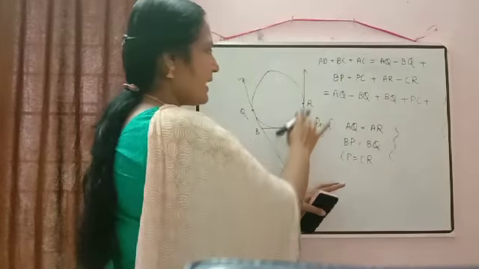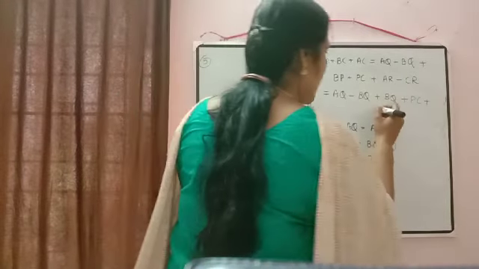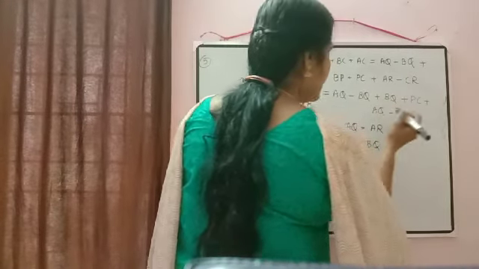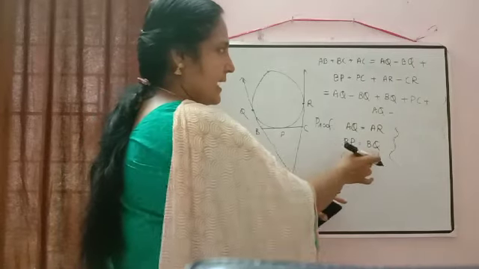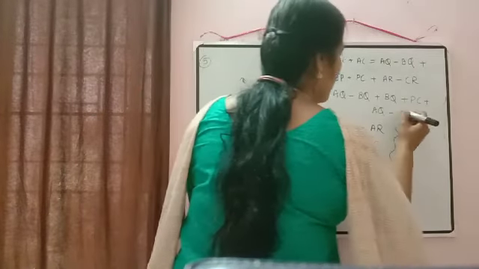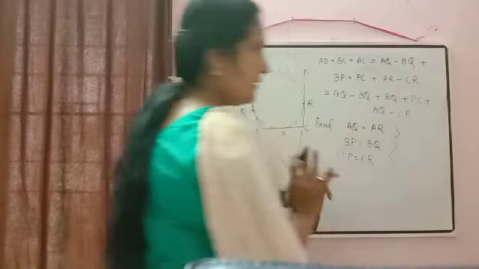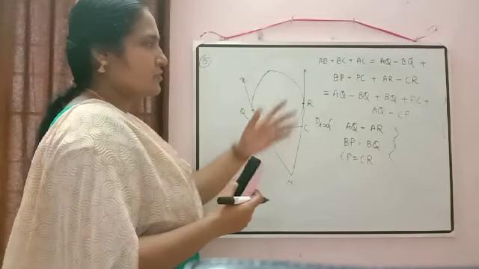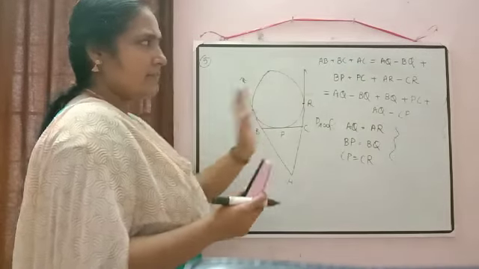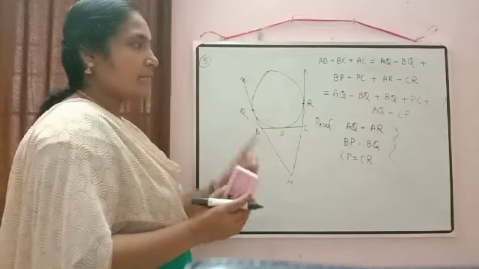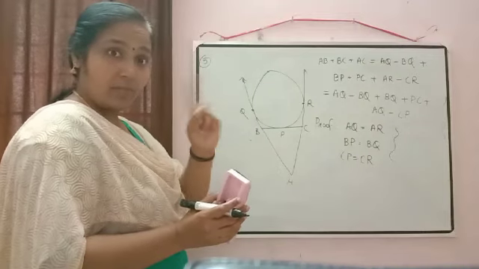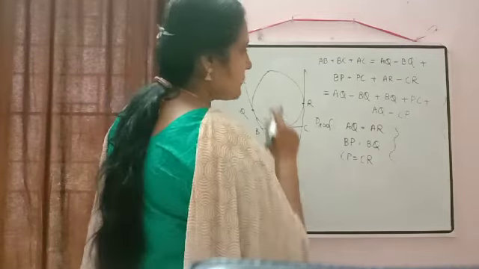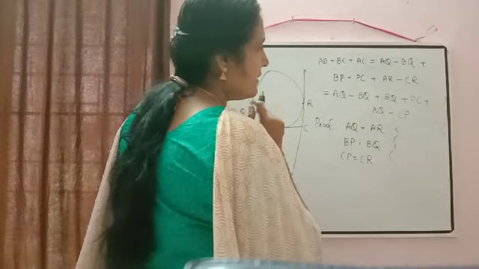AR, how we can rewrite? AR can be written as AQ. CR, how we can rewrite? CR can be written as CP. First we wrote according to the diagram and then we used the property of tangent in one side only, not on both the sides. Now just to check what are the things will get cancelled there.